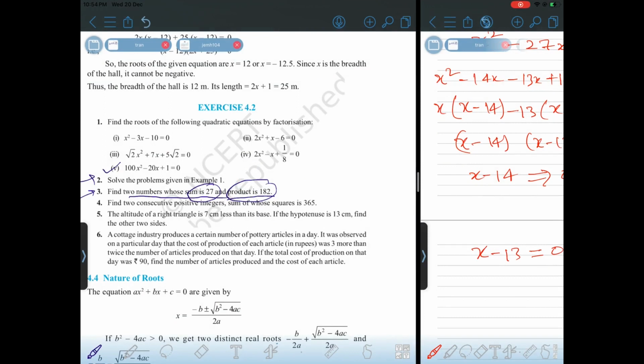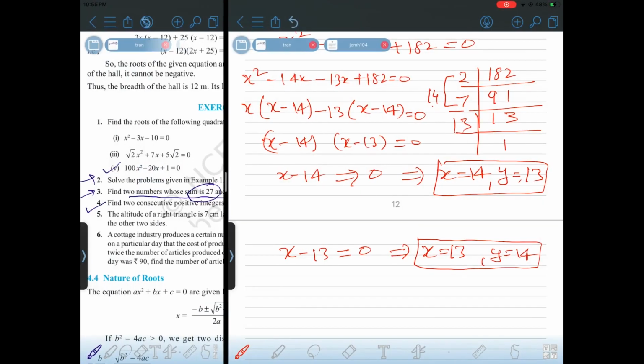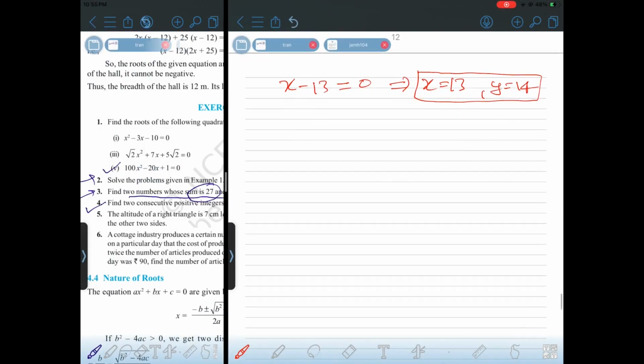Now let's see the next question. The next question is question number 4, that says, find two numbers which are consecutive and positive, the sum of whose squares is 365, right? So consecutive, right? The keyword here is consecutive. If you understand the meaning of consecutive, then there is nothing in this question, right? So consecutive means one after another.